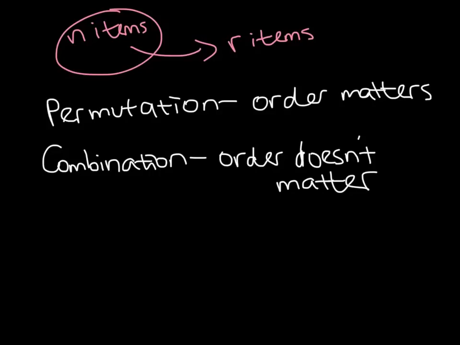Examples of permutation are things like a locker combination, where it matters what order you put the numbers in, or choosing a group of people, each of whom has a different role. Examples of combination would be choosing a group of people who all have the same role.